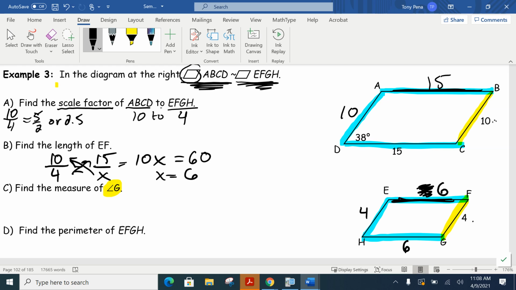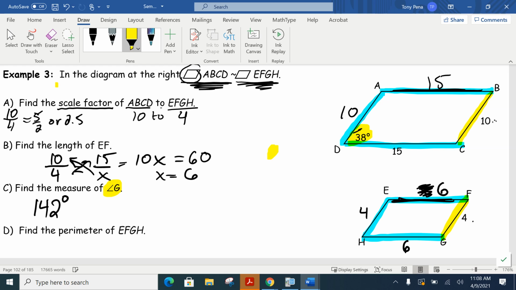All right, anybody think they have this? Jake, what do you think? Good. Jake said that the measure of angle G is 142 degrees. All right, walk me through that, Jake. Where'd you get that from? Well, I know that angle 38 and angle C have to be equal to 180 because it's opposite.